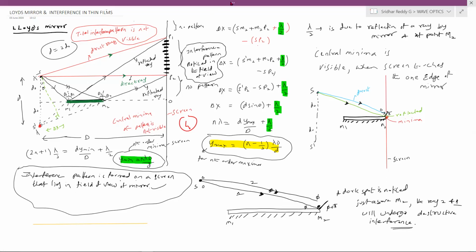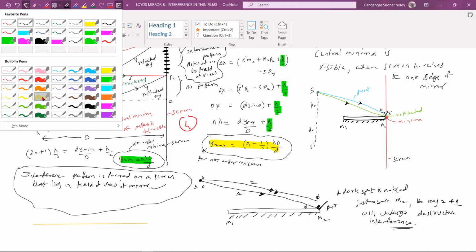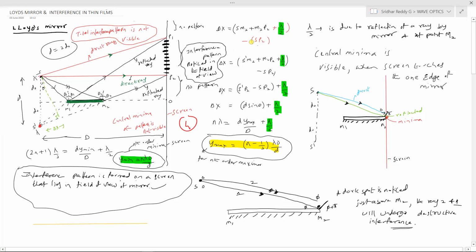Okay, now what about the other path? What about the other ray? The other ray is a direct ray. How much path will it cover? It will cover a path of SP2. Write it here. This is the path difference the rays have at P2.